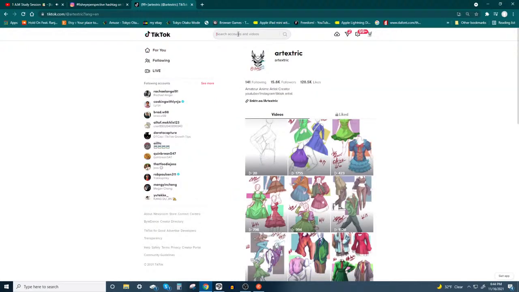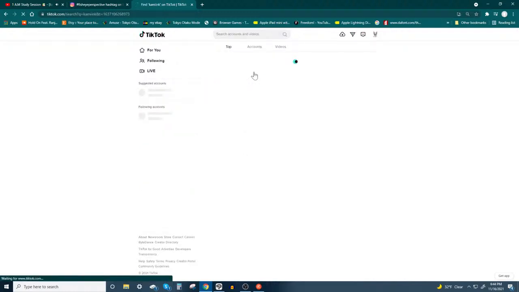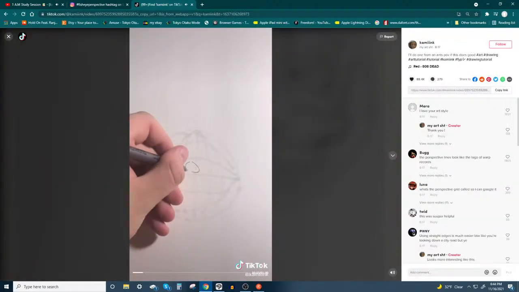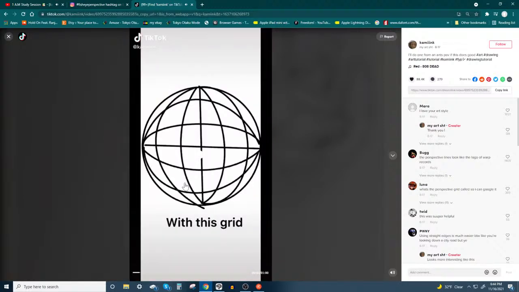K-A-M-I-I-N-K. I think I wrote his name right, or her name, or their name. Okay, I see. Okay, there it is. So this is like fisheye. It's like a circle-ish type perspective. That's what fisheye actually looks like. You can use this as a grid and use this grid to help map out what you're trying to do in said drawing, in most cases.